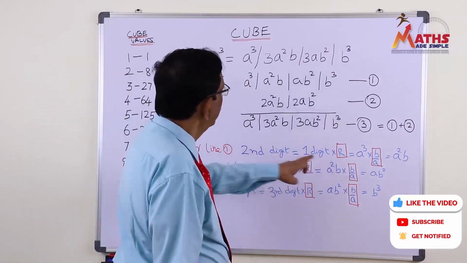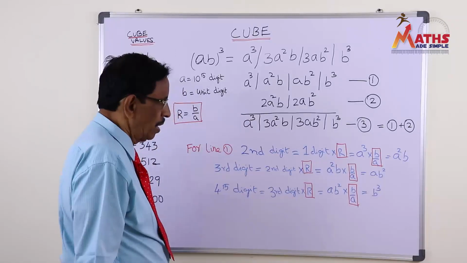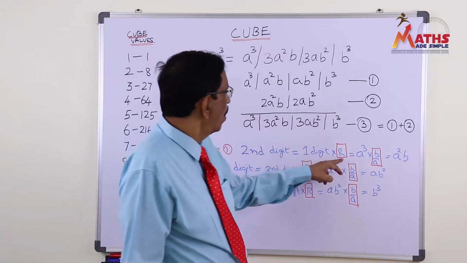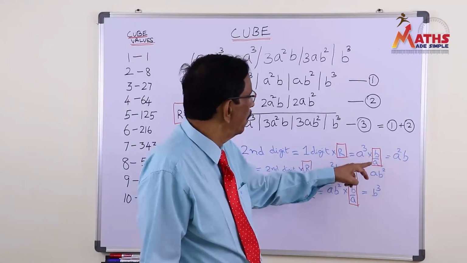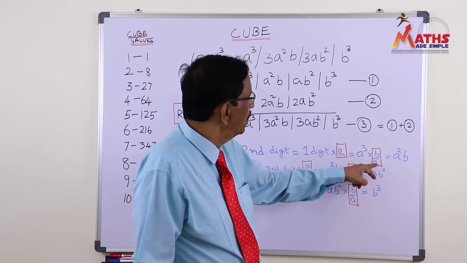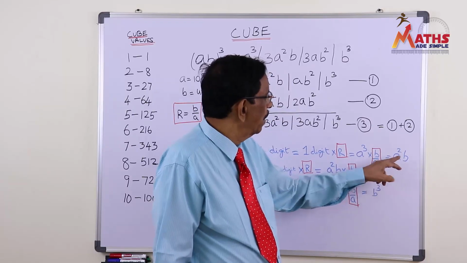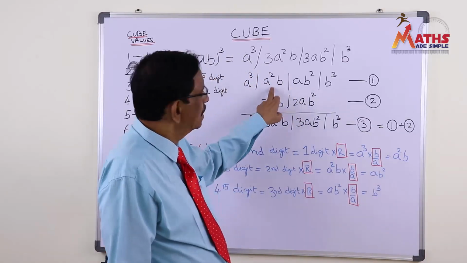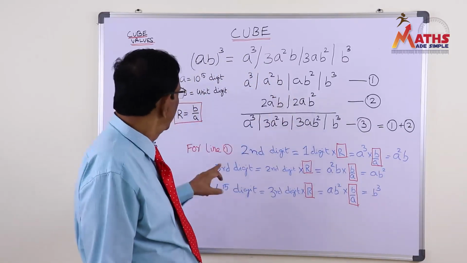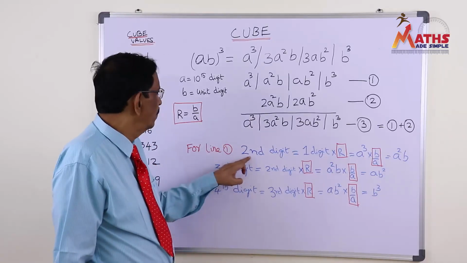What is the first digit? First digit is a cube. I am multiplying with R. R is nothing but b by a. A cube multiplied with b by a will give the answer a square b. That is nothing but the second digit. That is what I have written here, second digit.